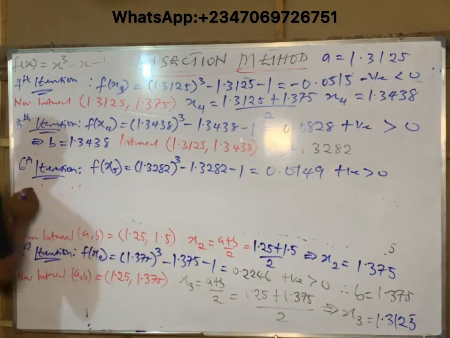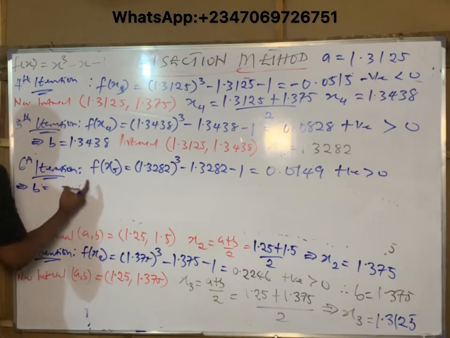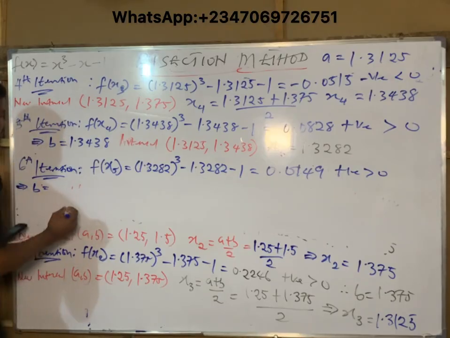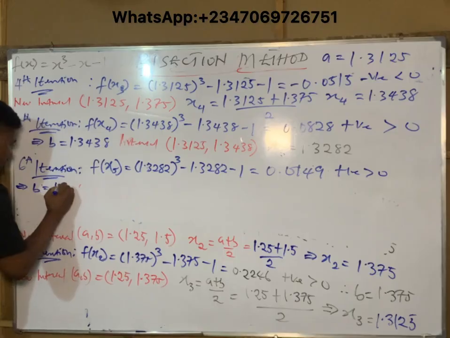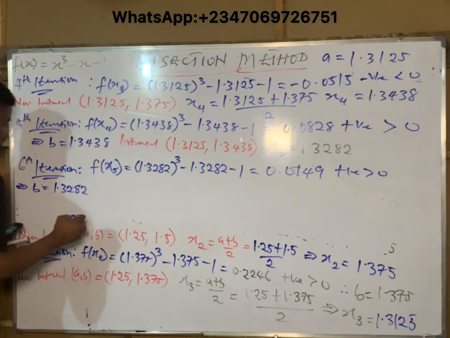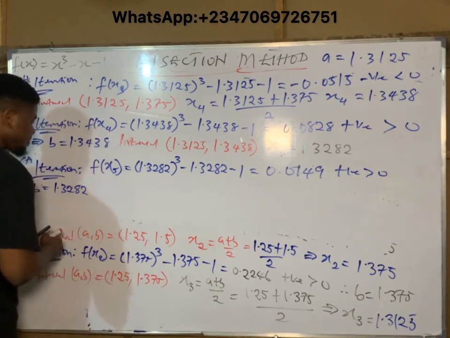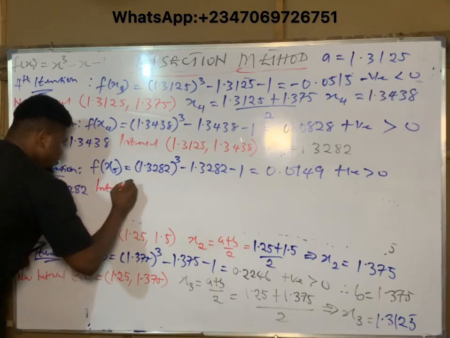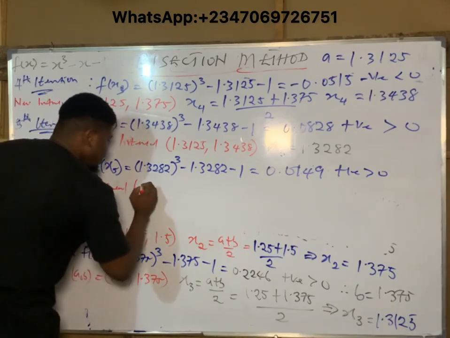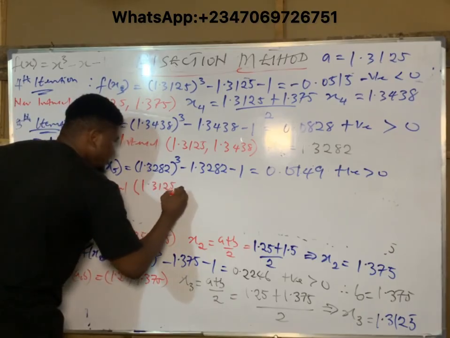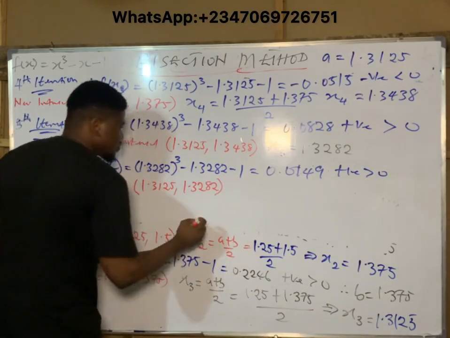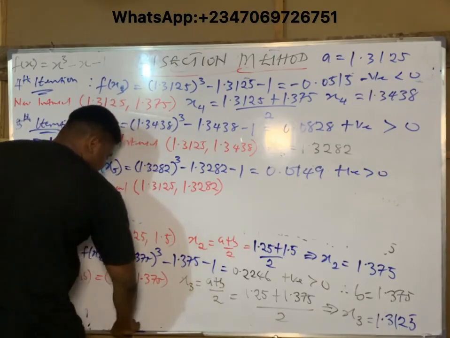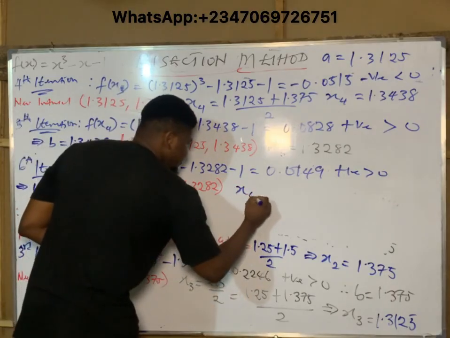So this simply implies that I have a new value for b. b now is the value that causes this function to be positive, and that value is 1.3282. So b is simply 1.3282. This simply means that my new interval is a still remains 1.3125, and now b is 1.3282.